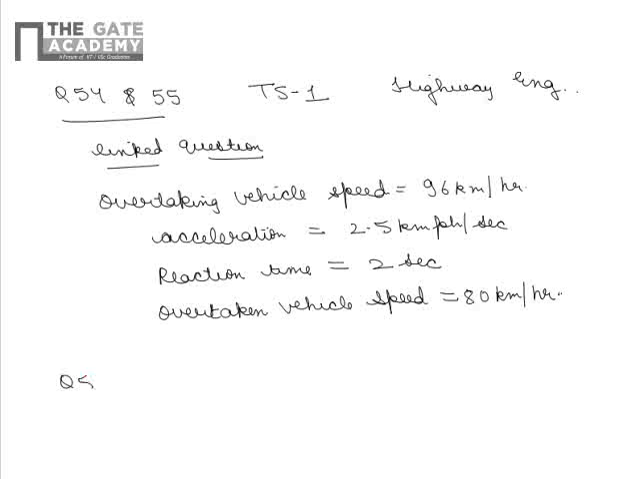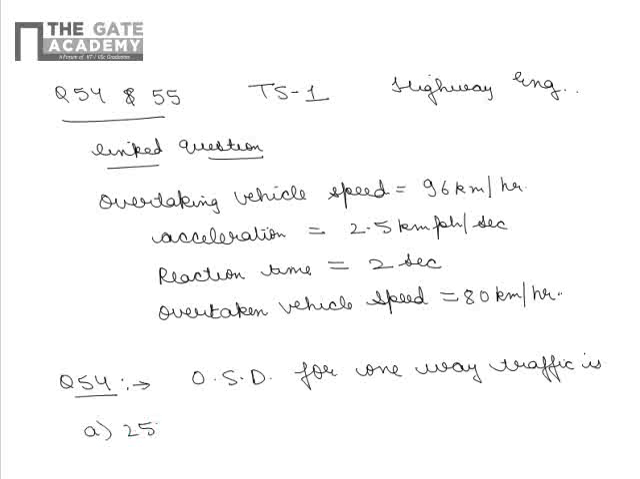And question 54 says OSD, that is overtaking sight distance, for one way traffic is, and options are A 252 meter, B 294 meter, C 342 meter and D 384 meter.